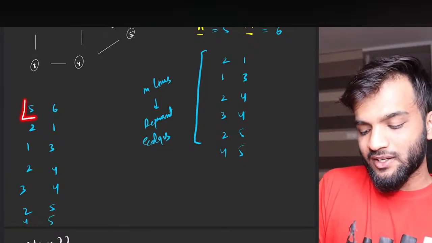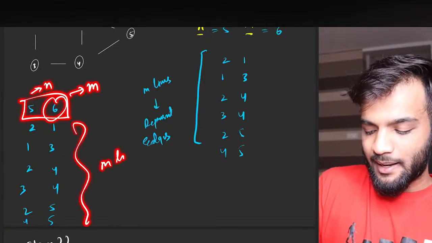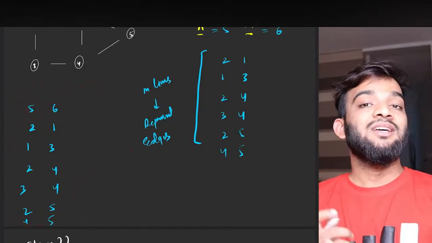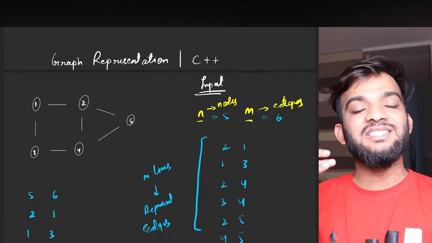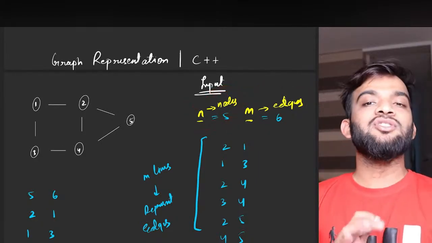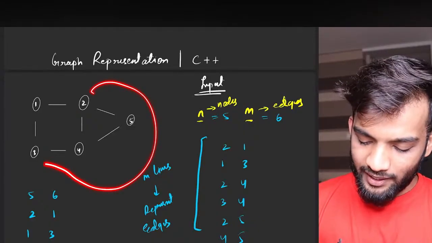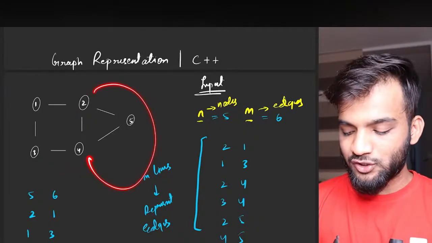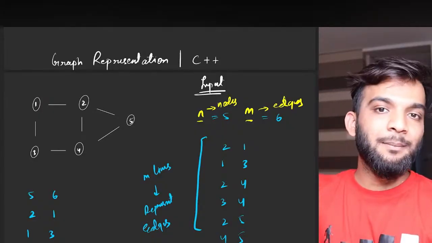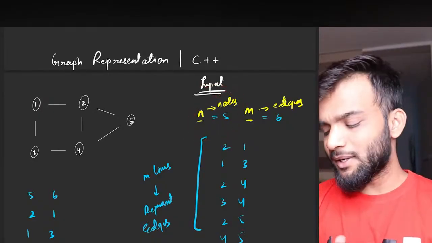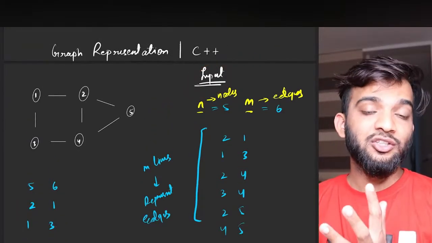So you have to assume the first line is N and M. The next set of lines, M lines, are the edges. Is there any specific boundary on the number of edges? Is it related to the number of nodes? No. If I draw one more edge, it becomes 7. If I draw one more, it becomes more. M can be anything. N will be constant, but M can be anything. Okay, so this is how the input will be given.